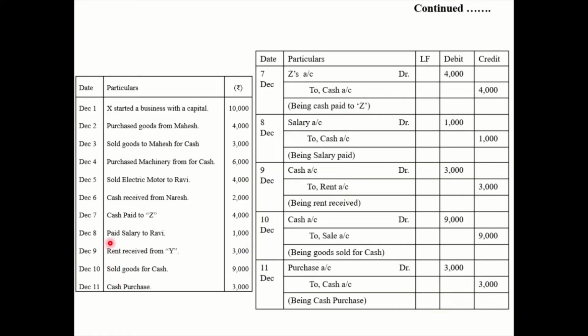8th December, paid salary to Ravi. Two accounts, salary and cash. Salary is an expense. Rule of nominal account is debit expenses and losses. That's why salary account is debited with rupees 1,000. To cash account is credited. Cash is going out of the business as per the real account rule: credit what goes out. That's why cash account is credited with rupees 1,000. Narration is being salary paid.